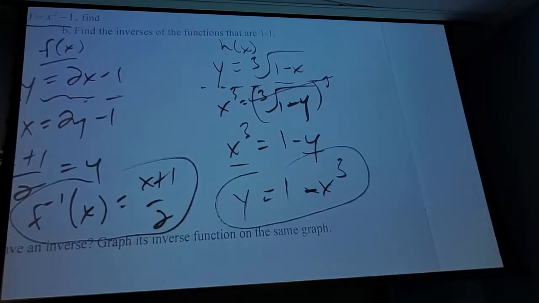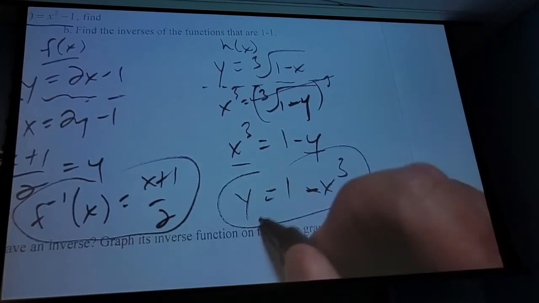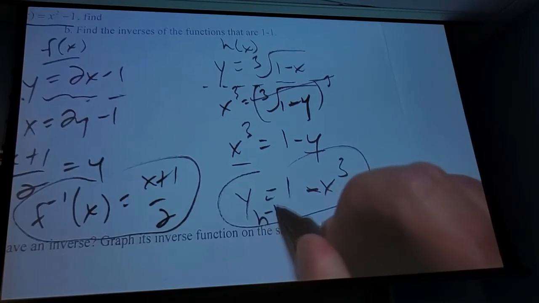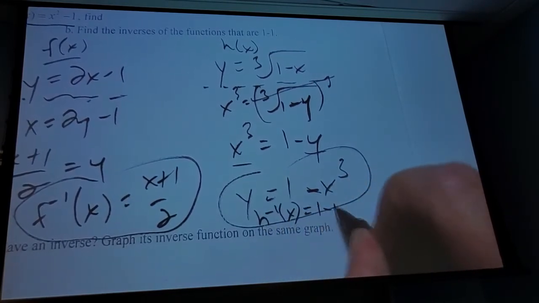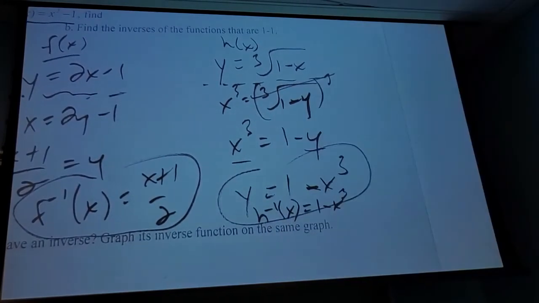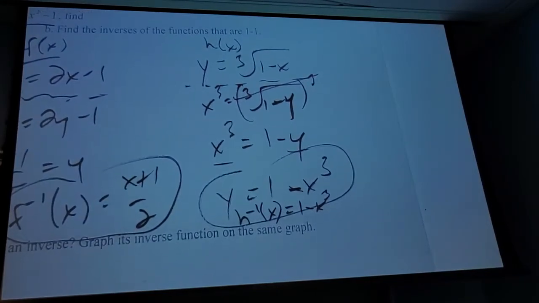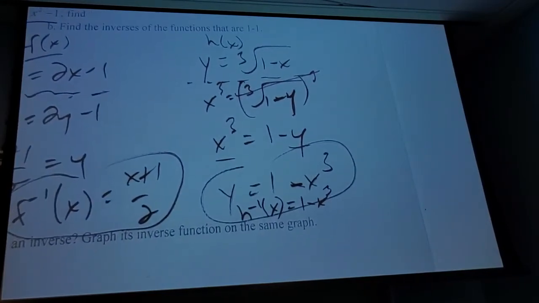Or you go through all the steps and you get there eventually. Is that all right? You guys okay? Would it be improper notation to write -x cubed plus 1? No, it's not. But I will put one more step here. It should be h inverse. H inverse is 1 minus x cubed. And -x cubed plus 1, same thing.